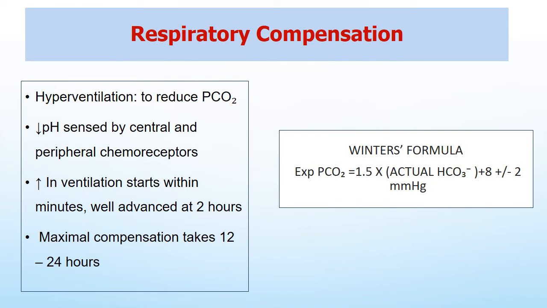Respiratory compensation in metabolic acidosis is by hyperventilation to reduce the PCO2 and to increase the pH. The decrease in pH in metabolic acidosis is sensed by the central and the peripheral chemoreceptors, and that increases the respiratory rate. Increase in ventilation starts within minutes and is well advanced at 2 hours. Maximal compensation takes 12 to 24 hours, as we have seen even earlier. The expected PCO2 can be calculated by the Winter's formula. The expected PCO2 in metabolic acidosis is equal to 1.5 times the actual bicarbonate plus 8, plus or minus 2.